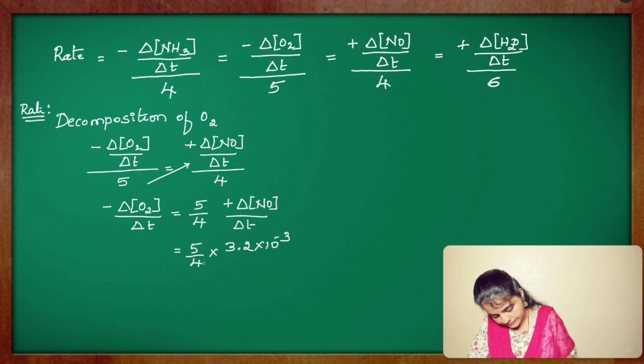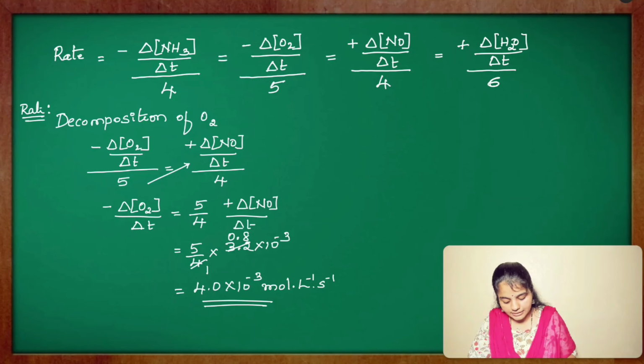So simplifying, 5 into 0.8, that is 4.0 into 10 to the power minus 3, and the unit is the same as that for the rate of formation of NO, it is mole per liter per second. So if they ask the rate of decomposition of O2, the answer is 4 into 10 to the power minus 3 mole per liter per second.